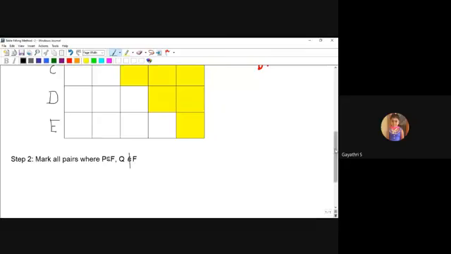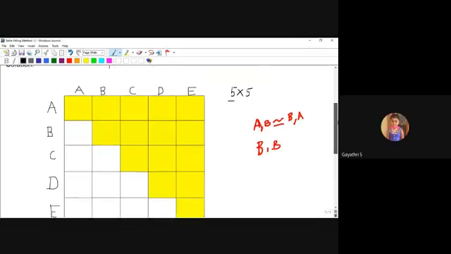I'm going to mark on this table. Okay, first I will mark using the red color.